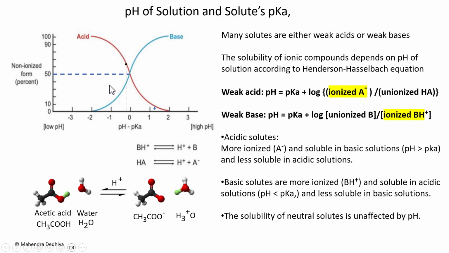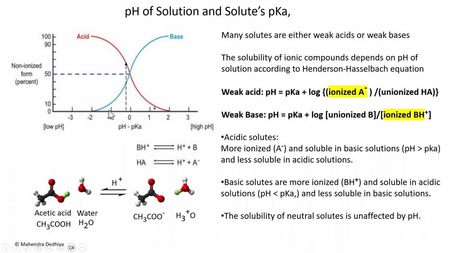Basics, shown in blue, are more ionized in acidic condition. pH minus pKa is negative, whereas they are less soluble in basic condition, where pH is greater than pKa. So acids are more soluble in basic pH environment, and bases are more soluble in acidic environment.